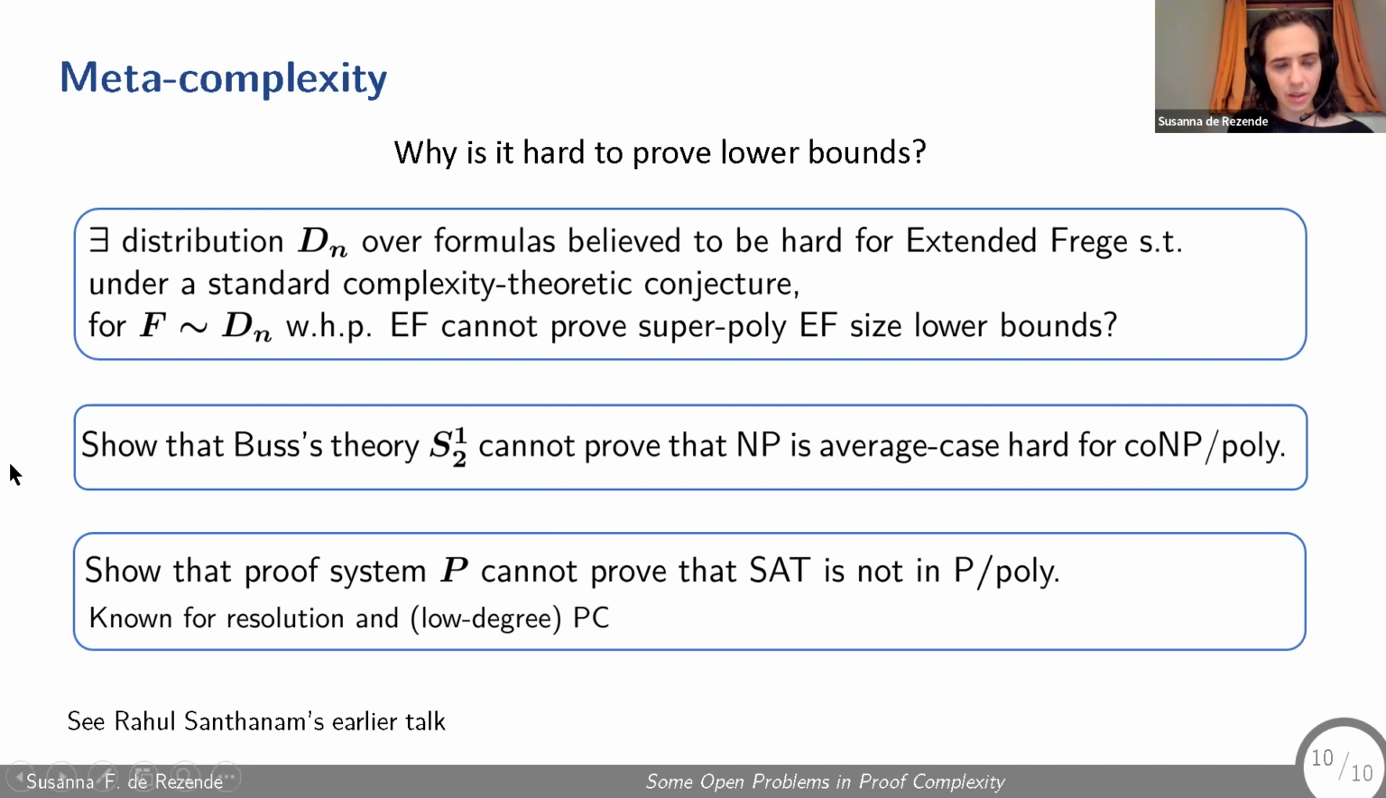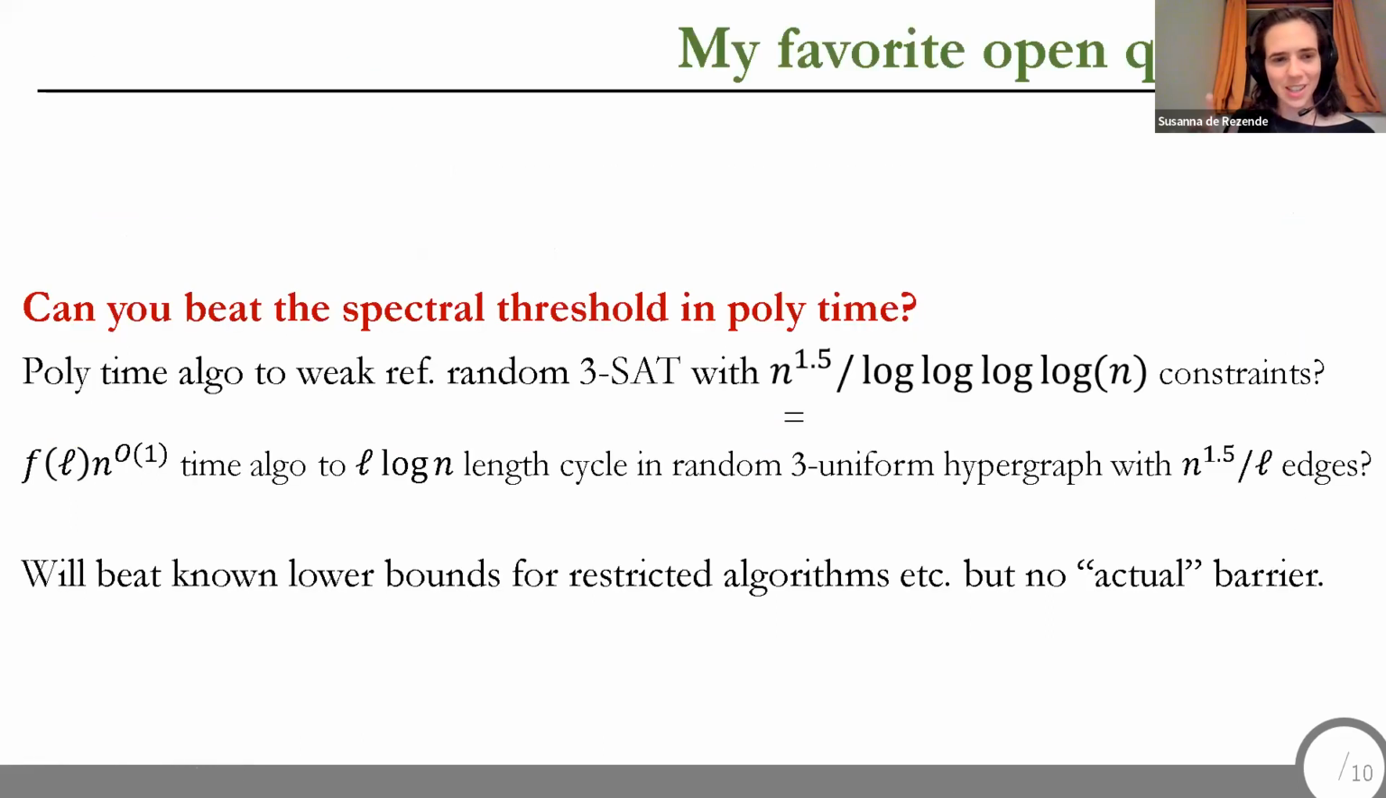And also Rahul talked about, can we show that Buss's theory, S^1_2, cannot prove that NP is average case hard for coNP/poly. And then this more classical question of whether we can show that a proof system P cannot prove that SAT is not in P/poly. And this is known for resolution, low degree polynomial calculus, but not for stronger proof systems. And finally, I have Pravesh's last open problem, but I don't know if actually you want to talk about it.